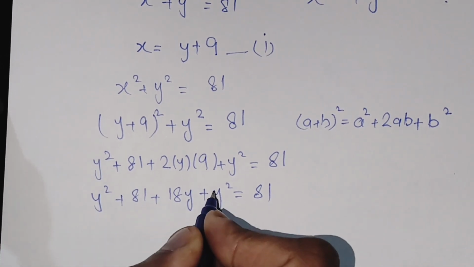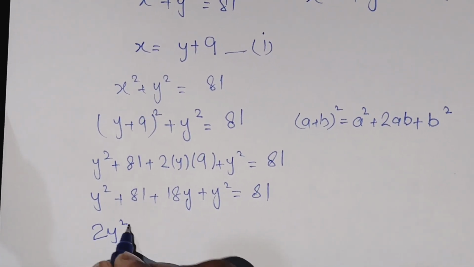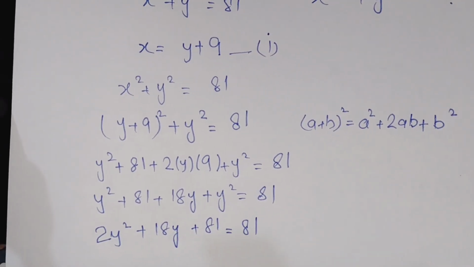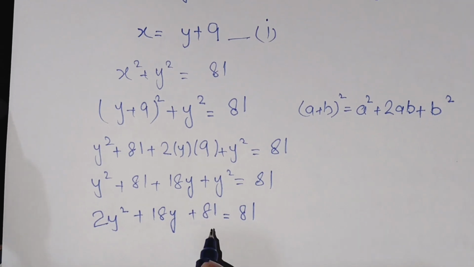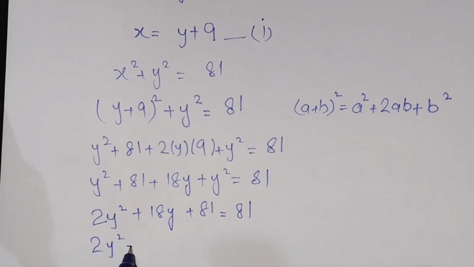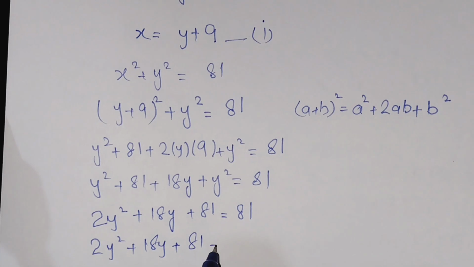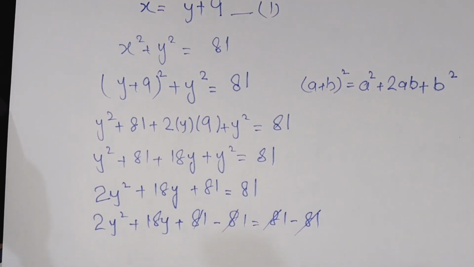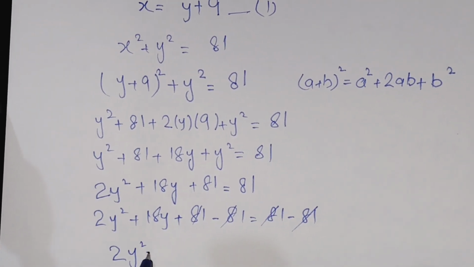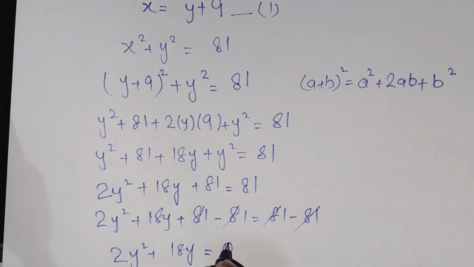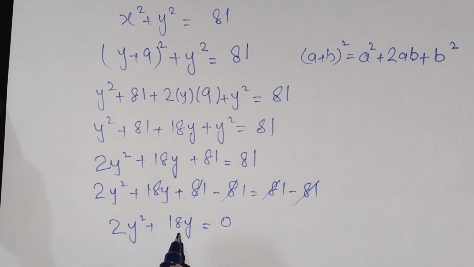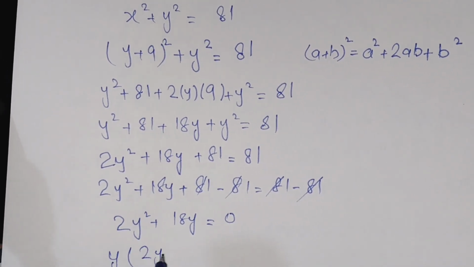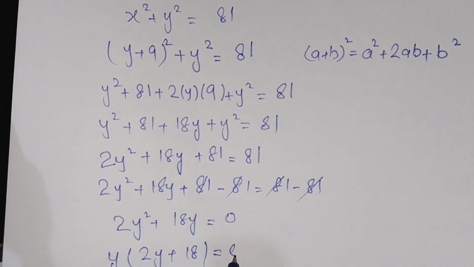Now we can combine y squared plus y squared. It's 2y squared plus 18y plus 81 equals 81. Now in the next step we will subtract 81 on both sides. We get 2y squared plus 18y plus 81 minus 81, and 81 minus 81 cancel. We get 2y squared plus 18y equals 0. Now you can see that y can be taken as common. So our equation now becomes y times (2y plus 18) equals 0.